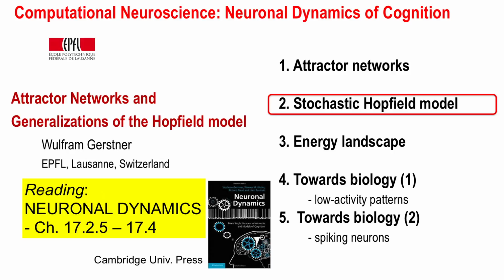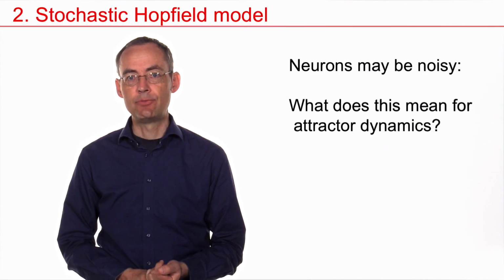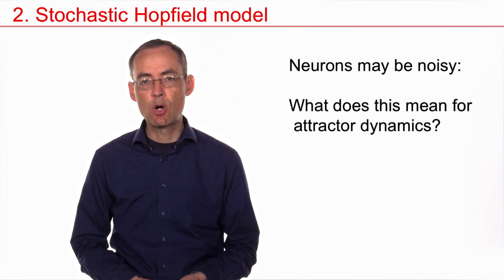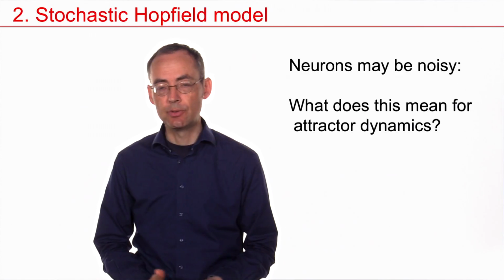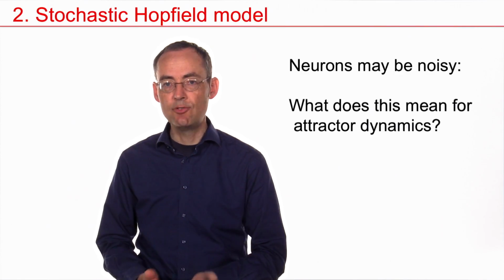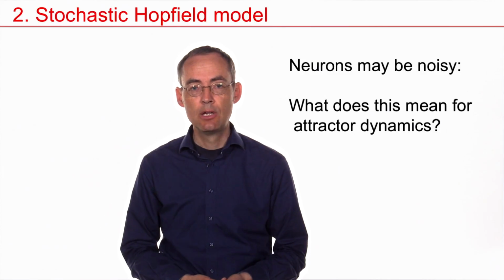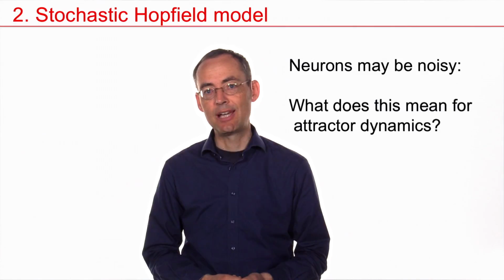Welcome back to the class Computational Neuroscience, Neuronal Dynamics of Cognition. We have looked at attractor networks, and so far we have been considering only the deterministic Hopfield model. The deterministic Hopfield model means that the output of a neuron is just the sign function of its input. But neurons may be noisy. So what would that mean? What would that imply for the attractor dynamics?